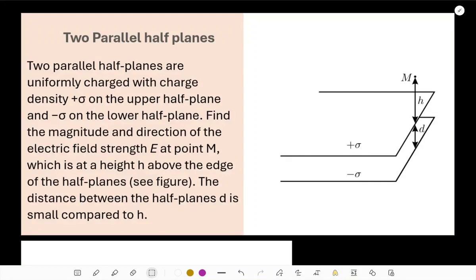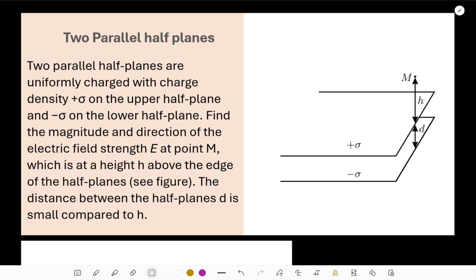Welcome. We have another problem at the screen, and this is about finding the electric field at a point. And we have two parallel half planes. I'm reading the statement of the problem: two parallel half planes are uniformly charged with charge density plus sigma on the upper half plane and minus sigma on the lower half plane.